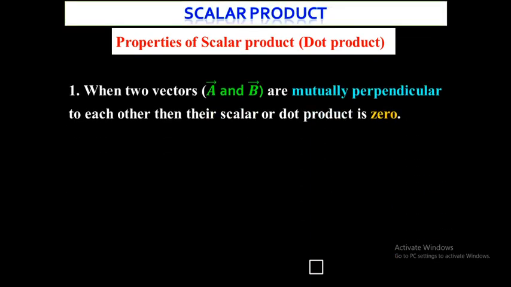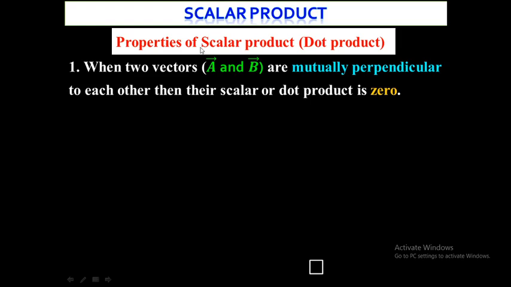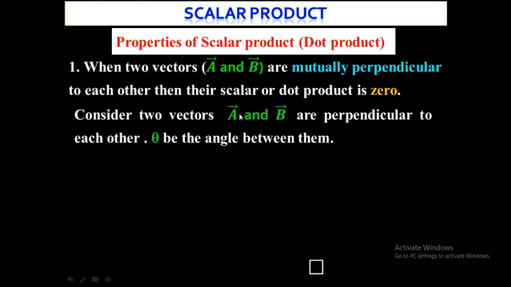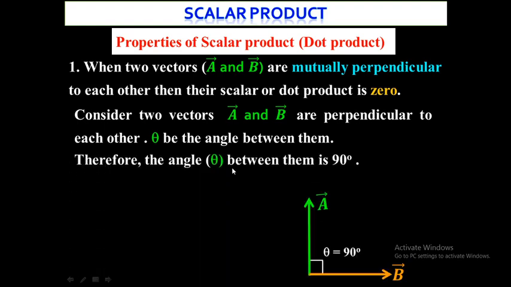First, when two vectors, A and B, are mutually perpendicular to each other, their scalar or dot product is 0. Consider two vectors, A and B, and suppose they are perpendicular to each other and the angle theta between them is 90 degrees. So suppose these are the two vectors, A and B, and the angle between them is 90 degrees.